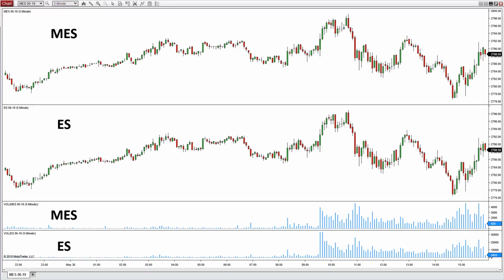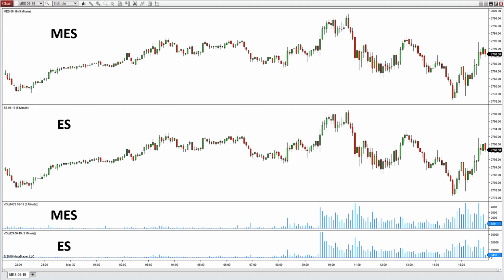So some of you may not be familiar with the MES contract, or maybe are just learning about it now. Well, the MES is a micro ES contract. The ES trades at $12.50 per tick. The MES, or the micro ES, trades at $1.25 per tick. And I just want to show you that there's really very little difference between the micro and the E-mini contract as well.